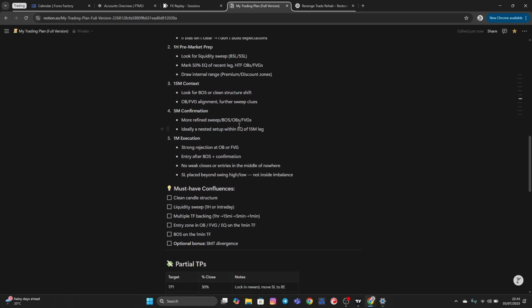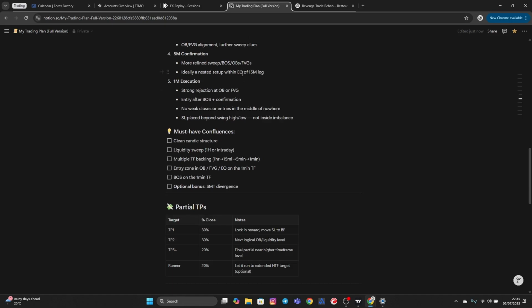So basically, inside the 15-minute order block or FVG, I'll be looking for the same thing: a refined sweep, breaker structure, order blocks, FVGs, ideally nested, set up with EQ or the 15-minute leg. When I say EQ, I mean equilibrium. And then finally, I do the exact same thing inside the 5-minute confirmations. On the 1-minute, I'll look for strong rejections at order blocks. So say we're bullish, I want it to tap into, let's say, an FVG, and I want a strong bullish close. I'll enter off the bullish close. I won't enter off the FVG.